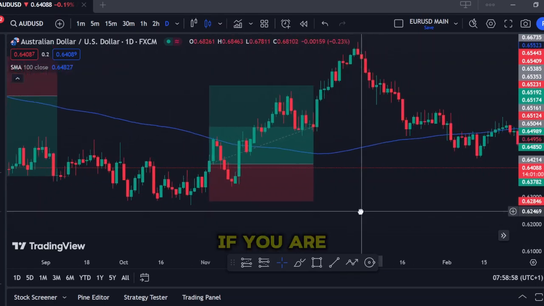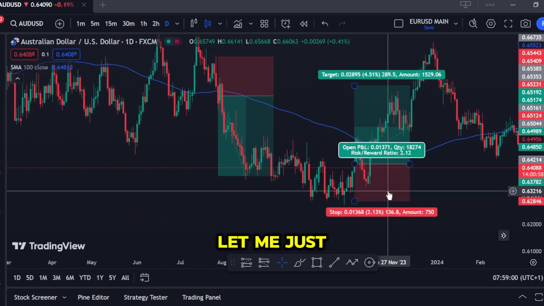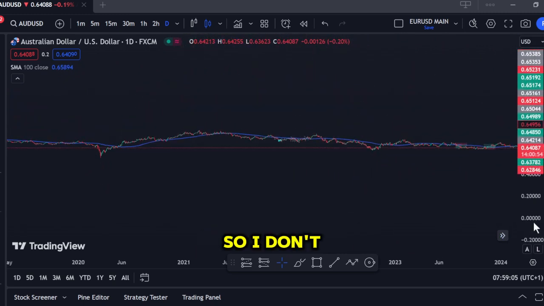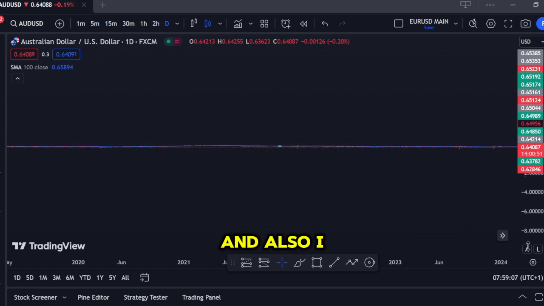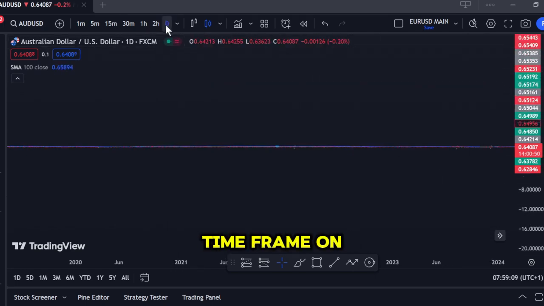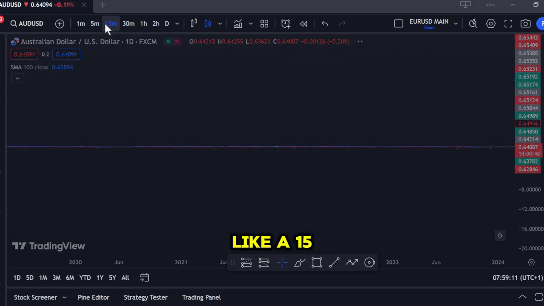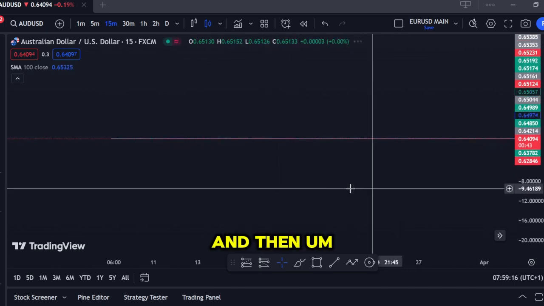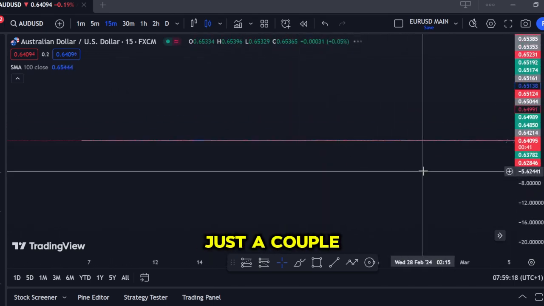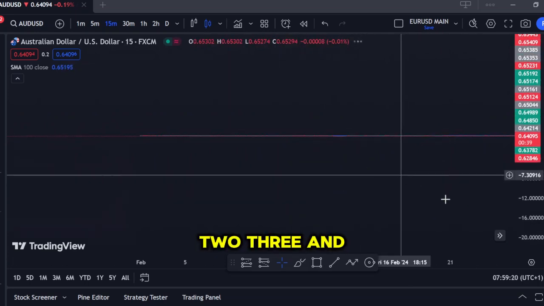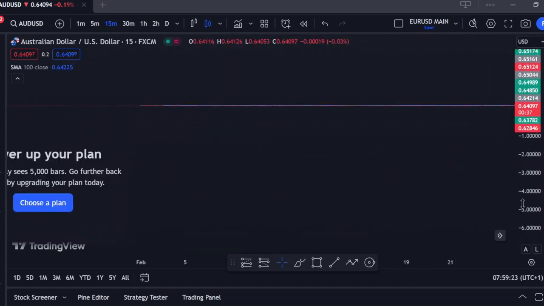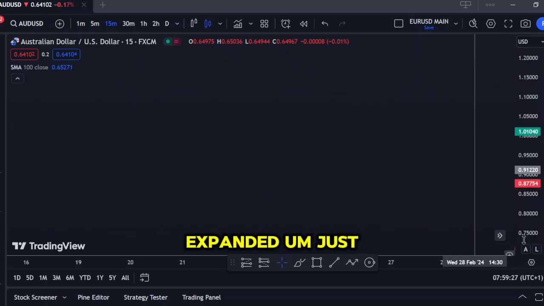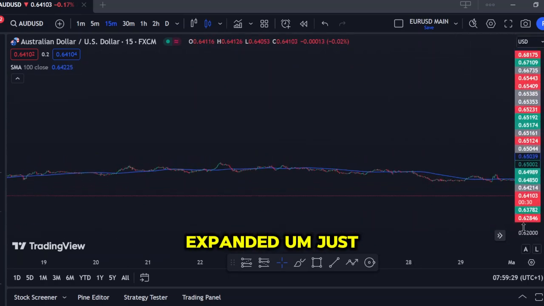For example, if you are in a winning position. Now, let me just zoom out of this market. First of all, just scroll it down so I don't know what happened in the past. Also, I can just change the time frame on the daily, so I can just go to like a 15 minutes time frame, and then I'll just zoom back a little bit, and then just a couple times more, 1, 2, 3, and then let's expand this a little bit this way. Let's get it expanded. Just like this.